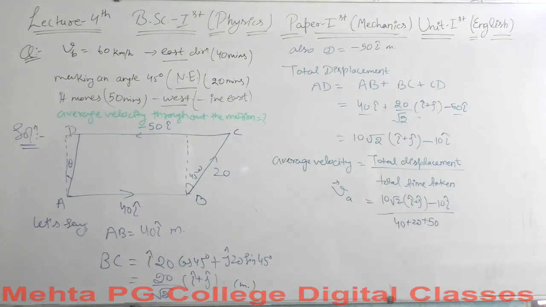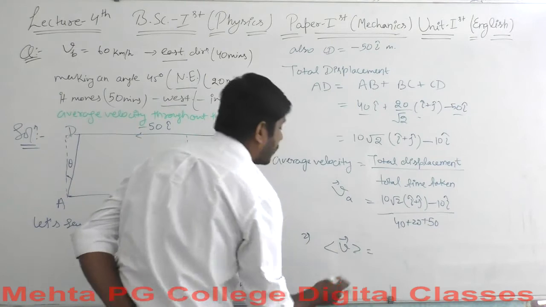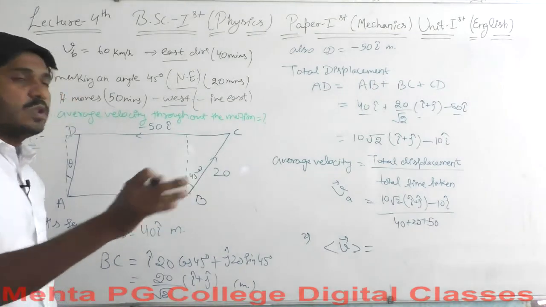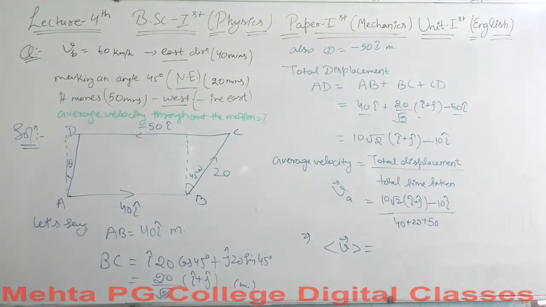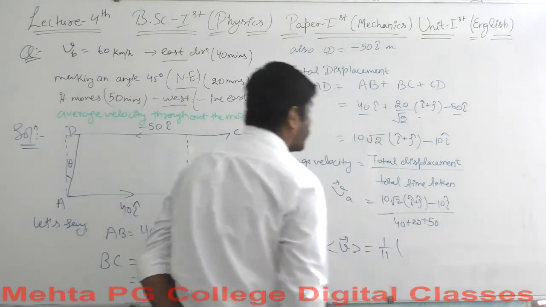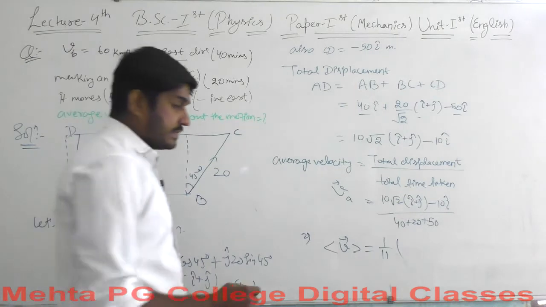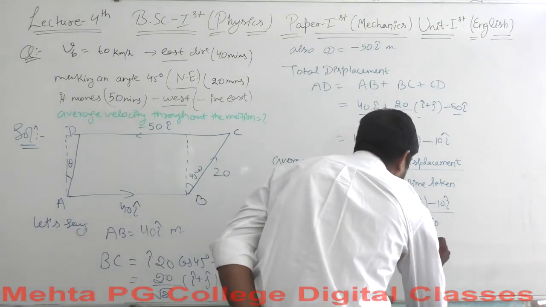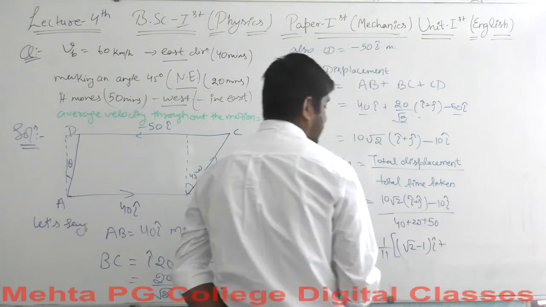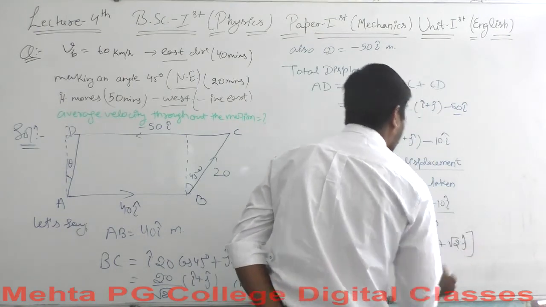So, we will have the average velocity must be equal to 10 root 2. So, 10 should be taken as common and then we will reduce all the zeros step by step here. So, we will have 1 upon 11, root 2 minus 1 I cap, plus root 2 J cap. I hope that you got the concept here.